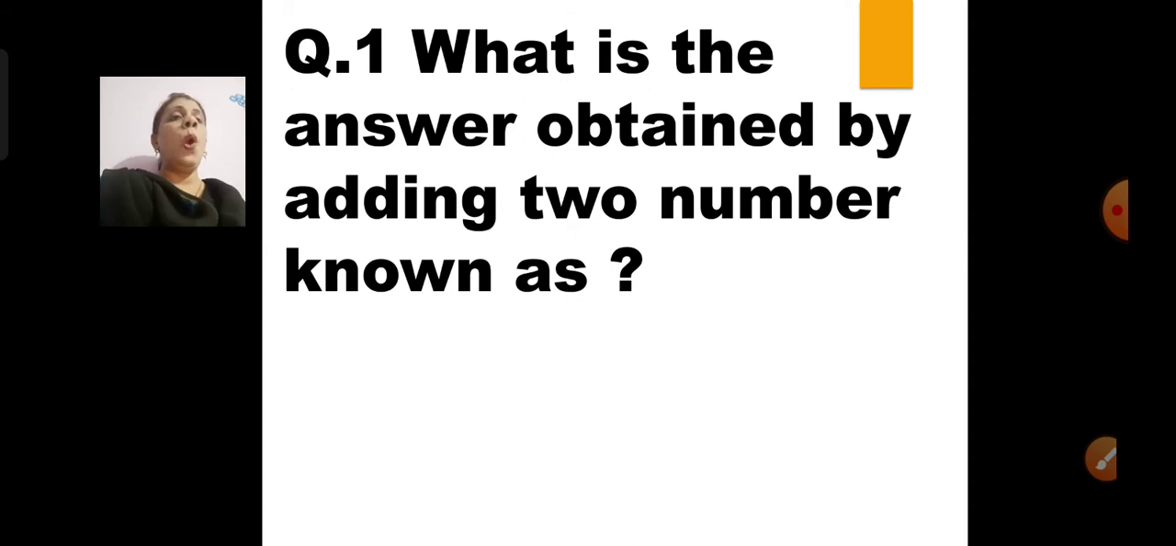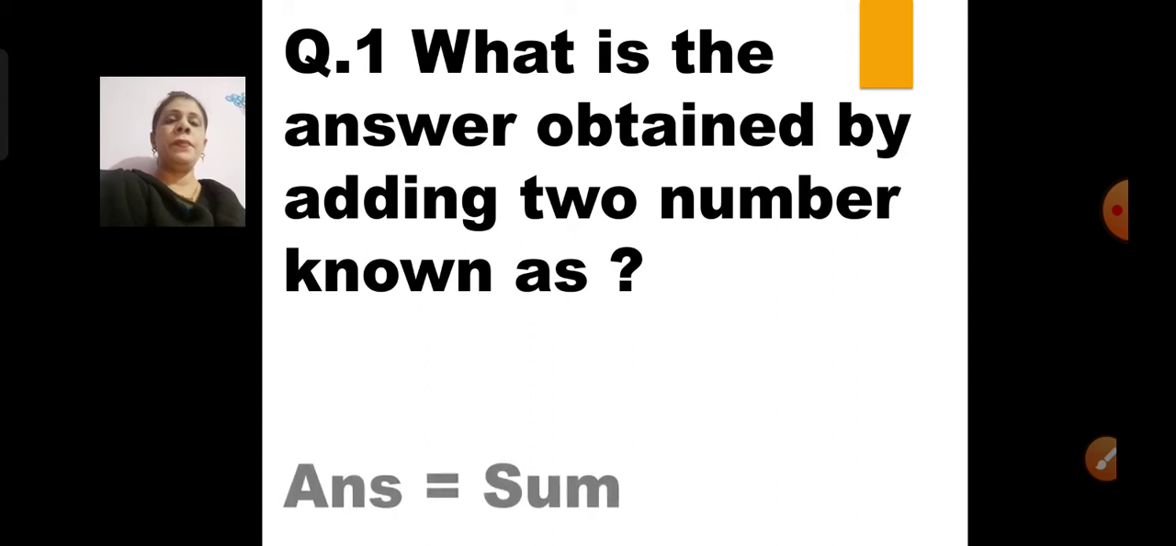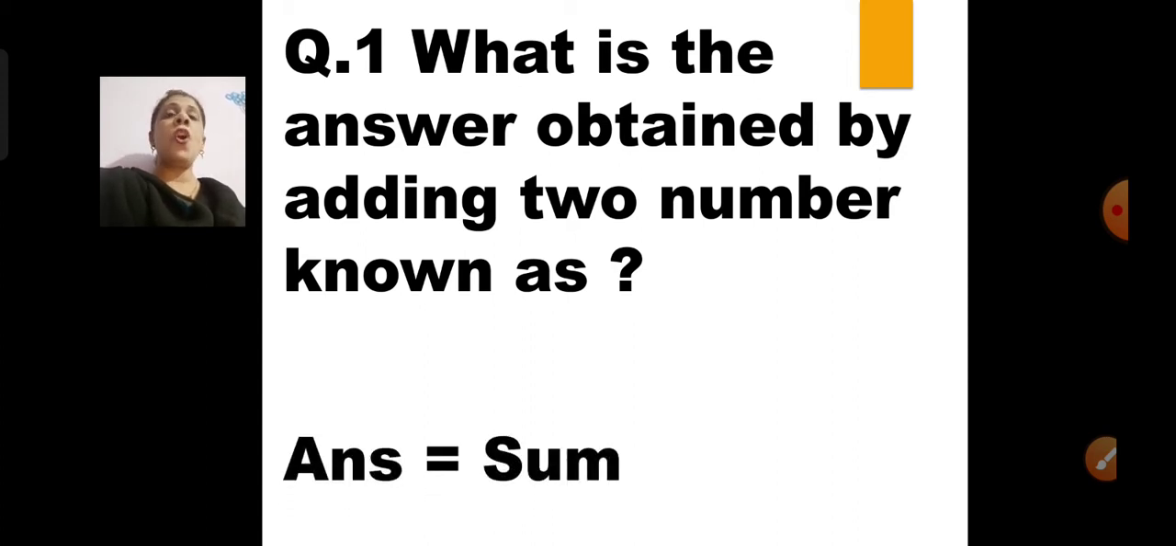Question number 1. What is the answer obtained by adding two numbers known as? I repeat, what is the answer obtained by adding two numbers known as? Now, children, when we add two numbers, what is the answer that we get after adding them known as? Sum, correct.